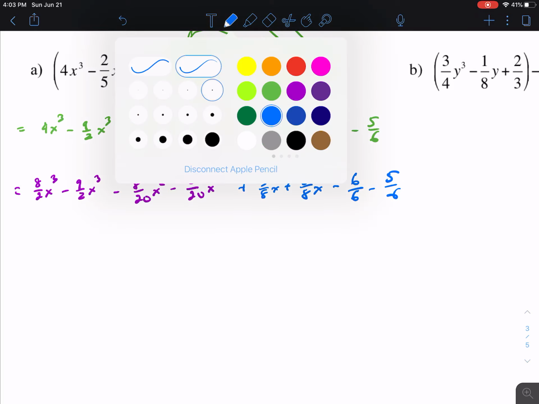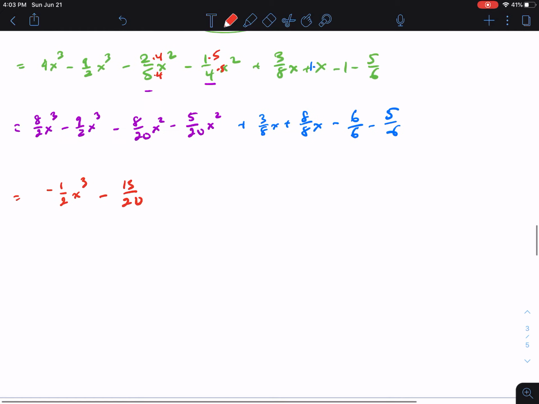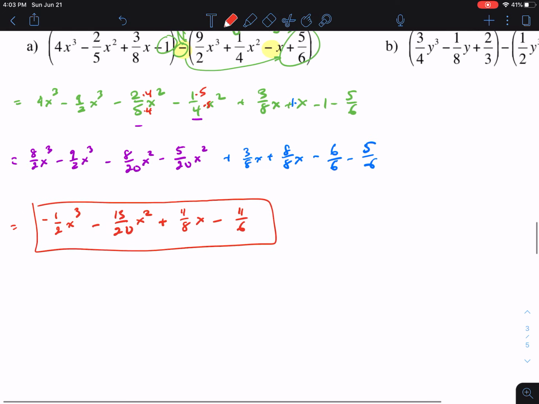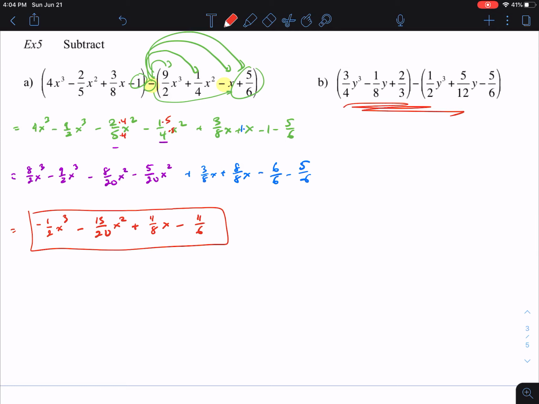So I can now add these like terms. Right, negative 1/2 x to the third minus 13/20 x squared plus 11/8x minus 11/6, and that should be our answer there. Okay. I'll leave this part for you to try on your own.